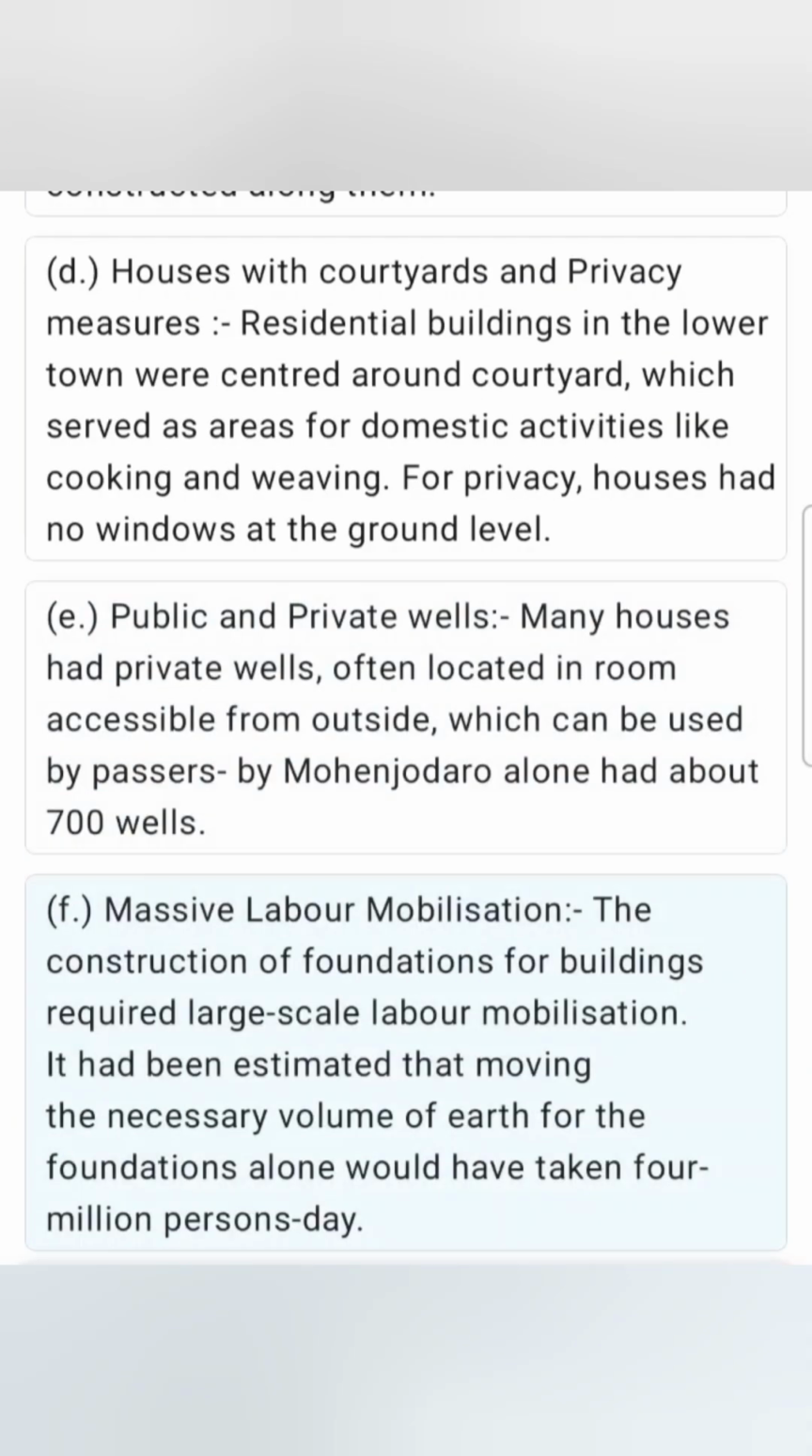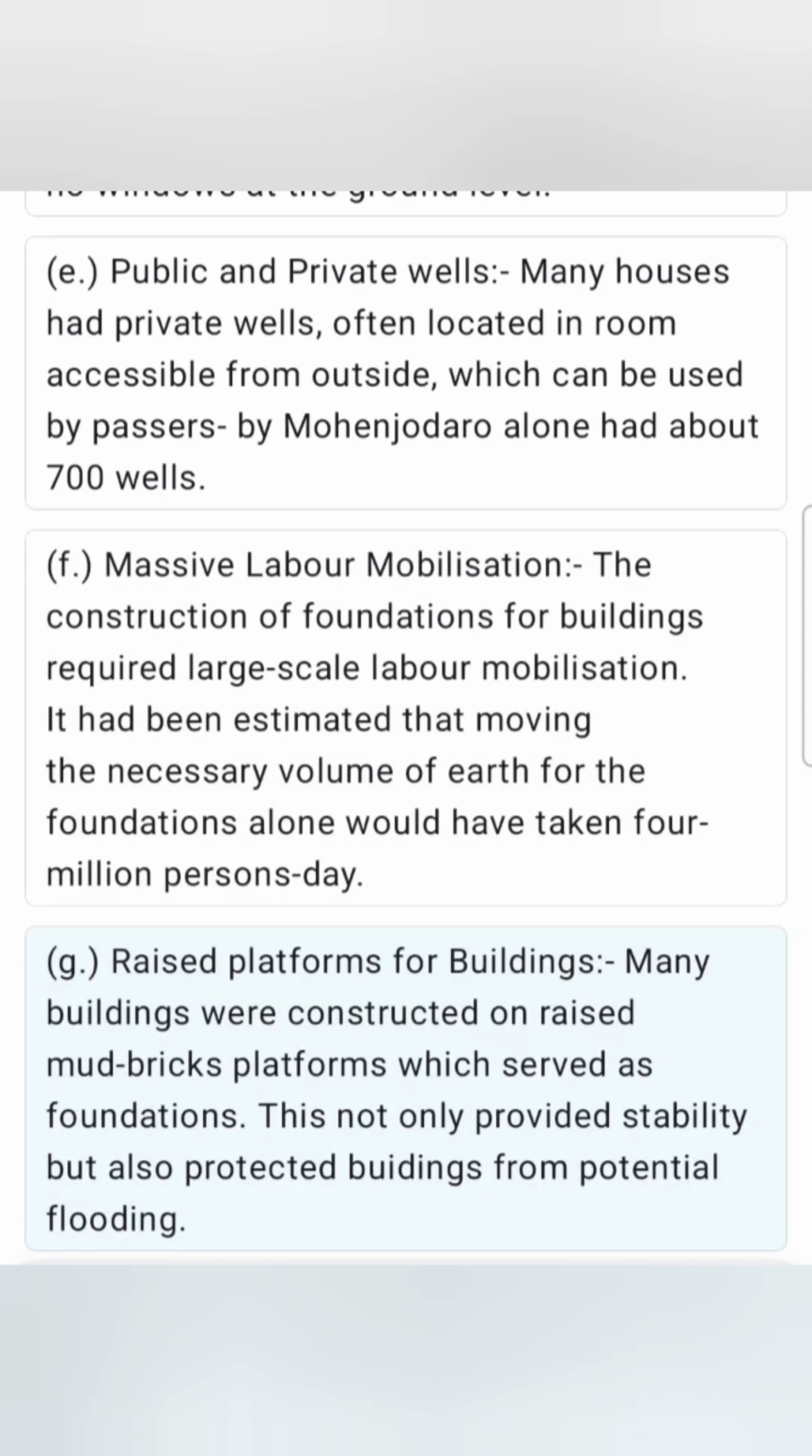F. Massive labor mobilization. The construction of foundations for buildings required large-scale labor mobilization. It has been estimated that moving the necessary volume of earth for the foundations alone would have taken 4 million person days.